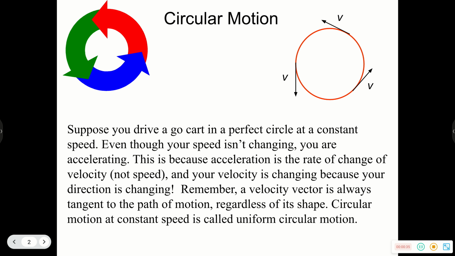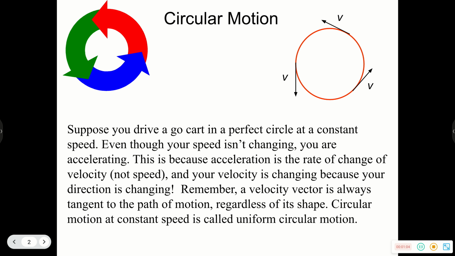Obviously that makes sense. It's circular, right? So if I was driving a go-kart in a perfect circle at a constant speed, even though the speed isn't changing, the question is, are you accelerating? Now remember, acceleration is what? It's a vector, which means there has to be a magnitude and there has to be a direction.